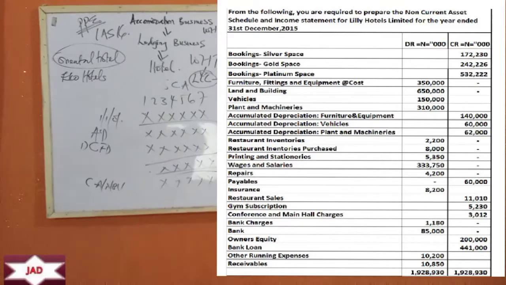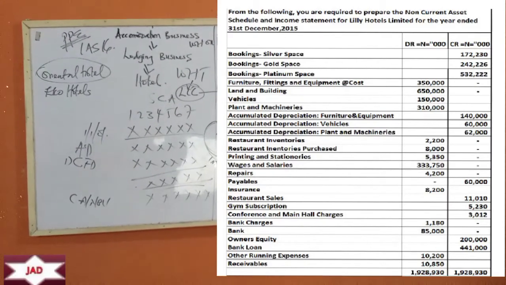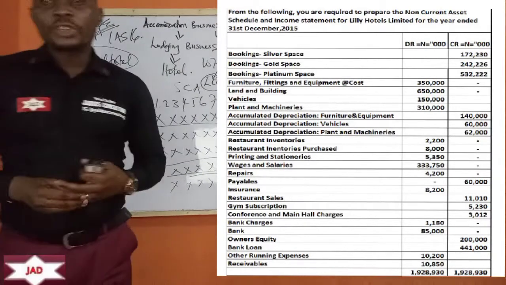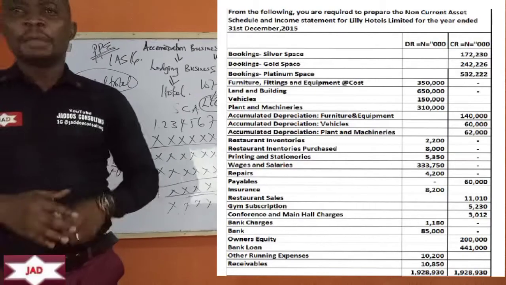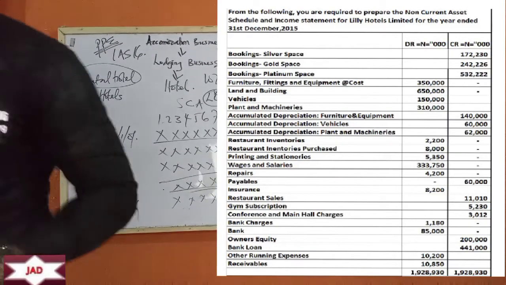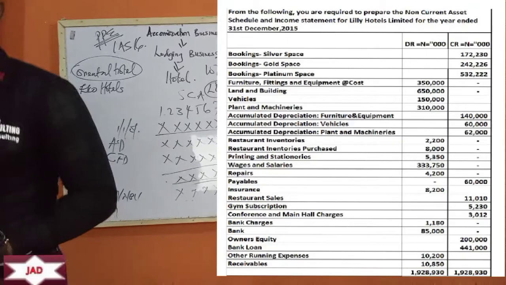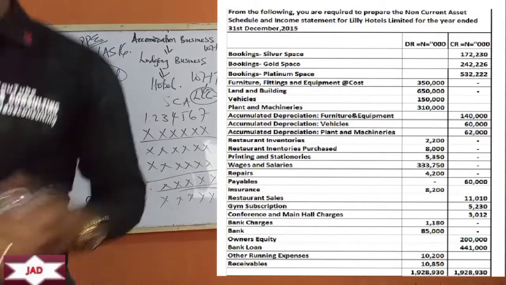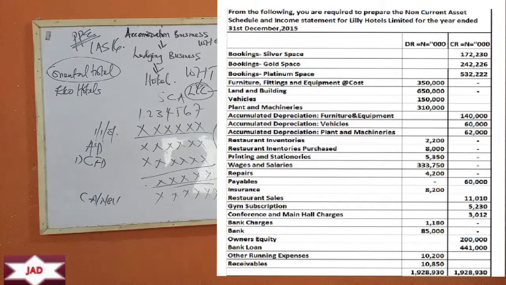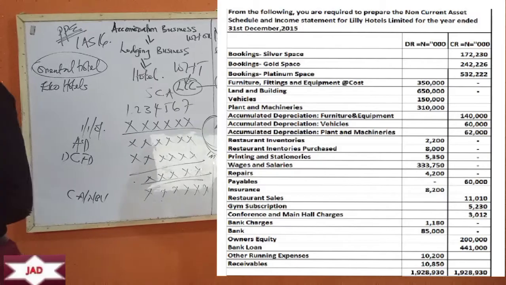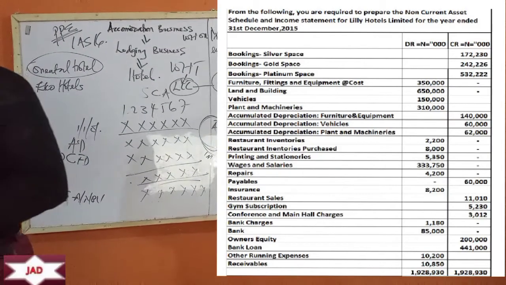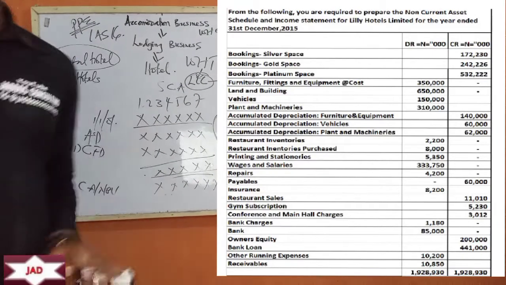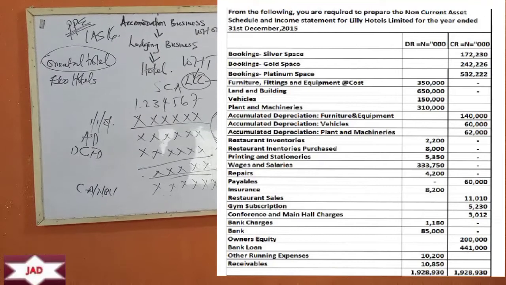We have accumulated depreciation on furniture and equipment. We have accumulated depreciation on vehicles and on plant and machineries. We have restaurant inventories purchased, printing and stationeries. We have wages and salaries, repairs, payables, insurance, and then we have restaurant sales. We have gym subscription, conference and main hall charges, bank charges. We have bank, then we have owner's equity, and then we have bank loan, other running expenses and receivables there. So total we have 1.9 billion there. The debit side are going to the credit. So we have additional information there. Okay, quick one. We have additional information.